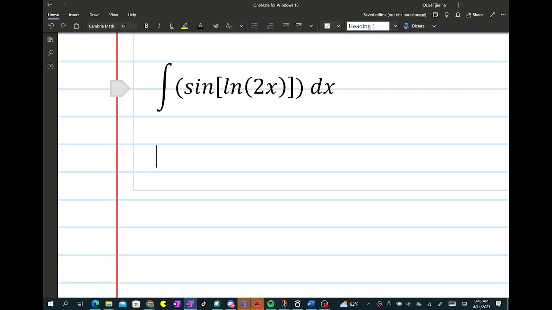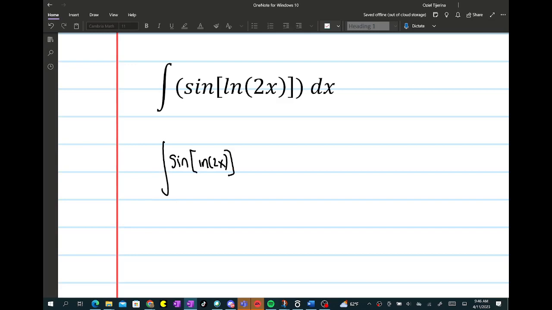Basically I'm going to show you guys how to do this one. Of course, we have to understand how to integrate already by u substitution, etc. So let's go ahead and get started. The first thing I see here, and let me rewrite it: we have the integral of sine of the natural log of 2x, and then all of this with respect to x, right?